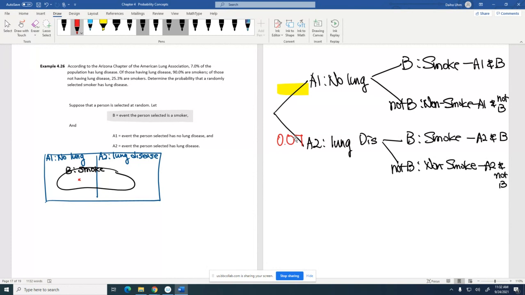How did you get 0.93? Because we knew the sum was 100%. But the proportion who does not have the lung disease was not given. We can figure it out. It's only based on the 7% who has the lung disease. The other one must be 0.93. Thank you.